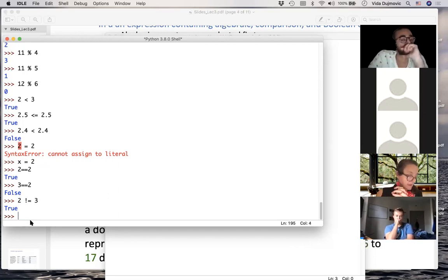And you can ask many similar questions. So what did you see? You have less than, greater than, less than or equal, greater than or equal, equal, and not equal. These are the Boolean operators, or comparison operators, that you can apply on the numbers.